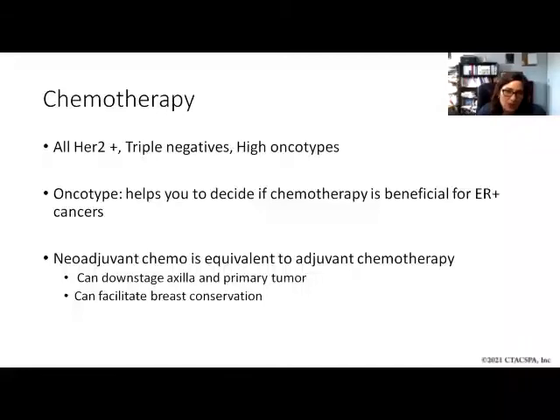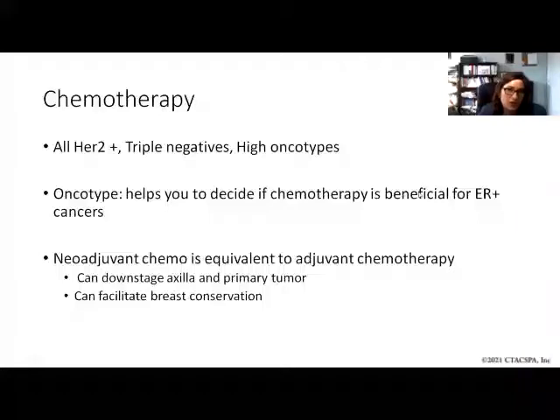What is an oncotype? Basically, it's a tool that helps you decide if chemotherapy is worth it for cancers that traditionally don't respond well to chemotherapy, and that is ER-positive, node-negative cancers. You might have a patient and you don't know if they will benefit from chemotherapy. You can send off an oncotype to help you analyze the genomic subtype and help you make this decision.